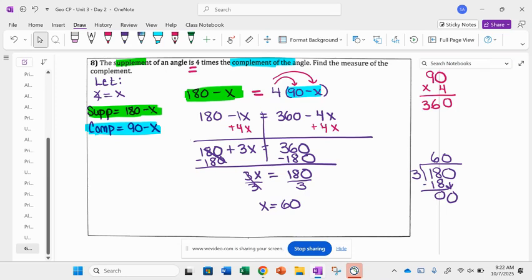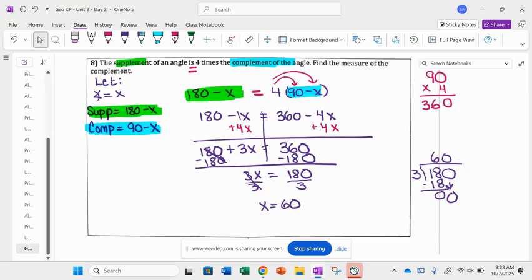Based on my let statement, what does x represent? Based on the let statement, what does x represent? Angle. X represents the angle. In the direction, did I say find the angle? No. What did I say to find? Find the complement. Well, isn't the complement 90 minus x?